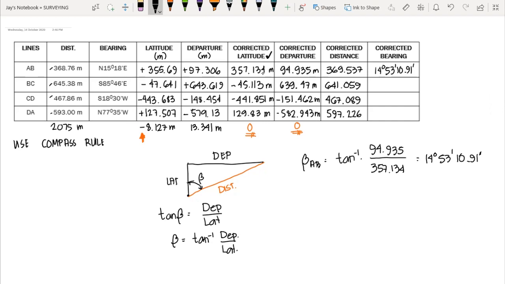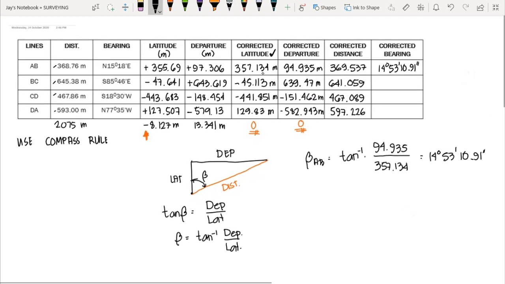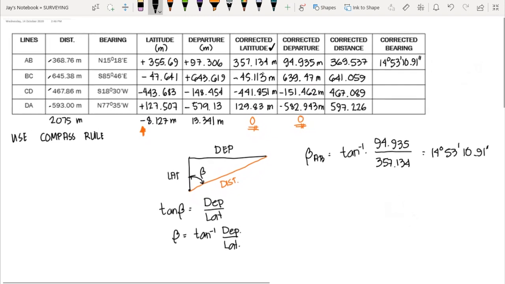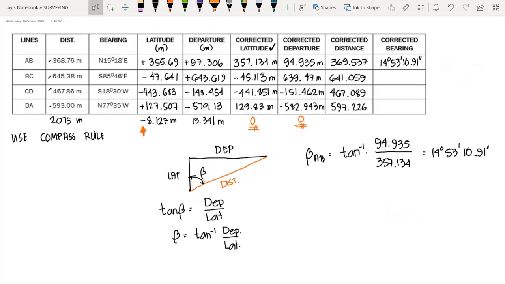Now take note, what should be the direction? Look at the sign of our latitude and departure. Our corrected latitude here is positive. That means the direction of our latitude is along the north axis, or it is a north latitude, since again that's positive. So we have north. Now for our departure, still this one is positive, so therefore this is an east departure. So we have northeast.